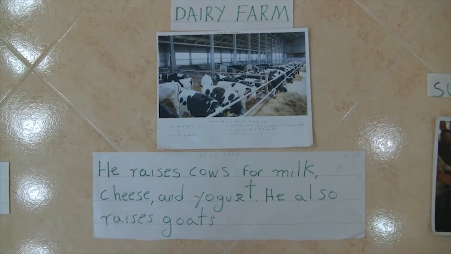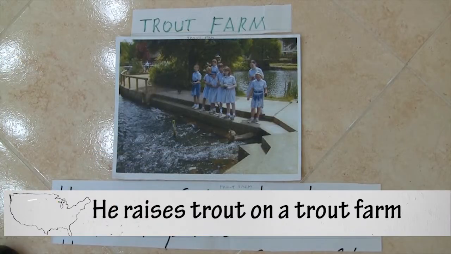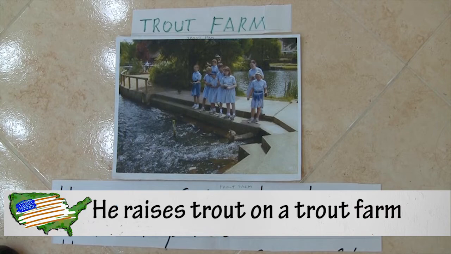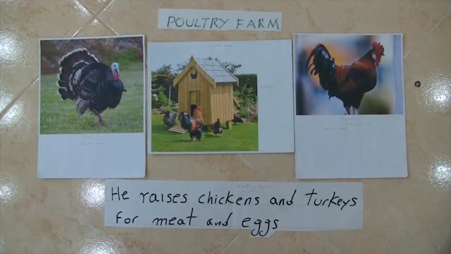On a dairy farm, he raises cows for milk, cheese, and yogurt. He also raises goats. On a trout farm, he raises fish or trout in tanks or ponds. On a poultry farm, he raises chickens and turkeys for meat and eggs.